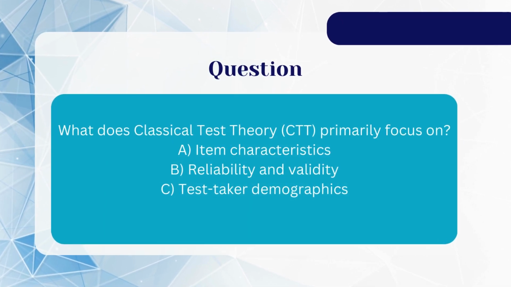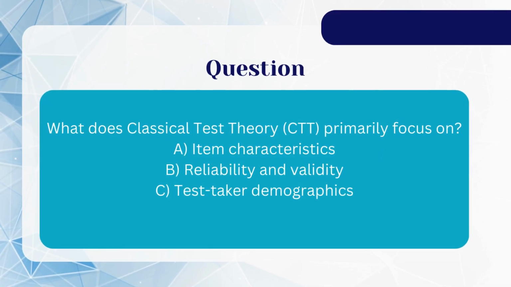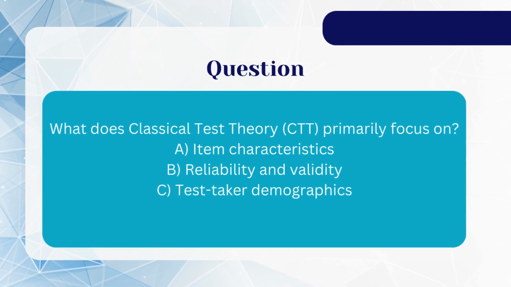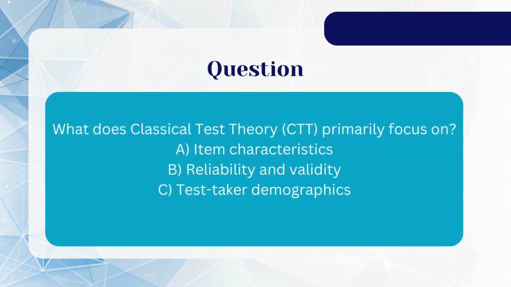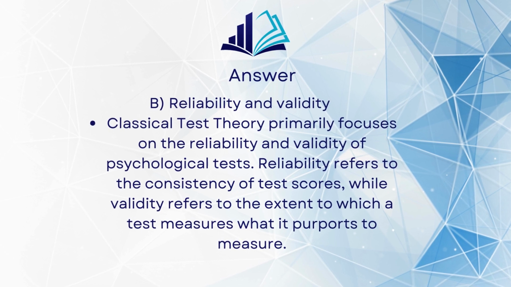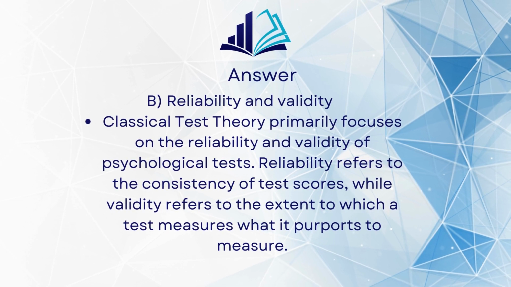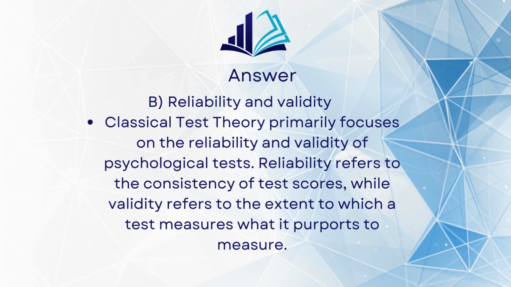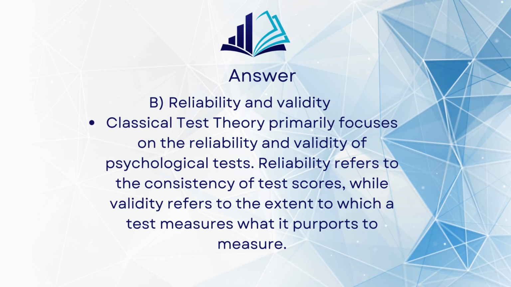What does classical test theory, CTT, primarily focus on? A. Item characteristics. B. Reliability and validity. C. Test taker demographics. B. Reliability and validity. Classical test theory primarily focuses on the reliability and validity of psychological tests. Reliability refers to the consistency of test scores, while validity refers to the extent to which a test measures what it purports to measure.